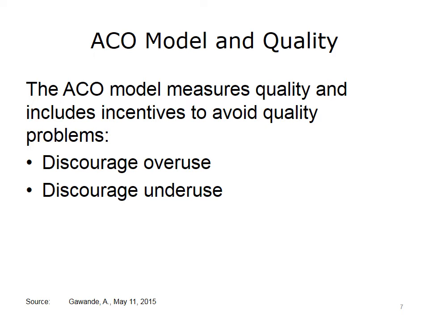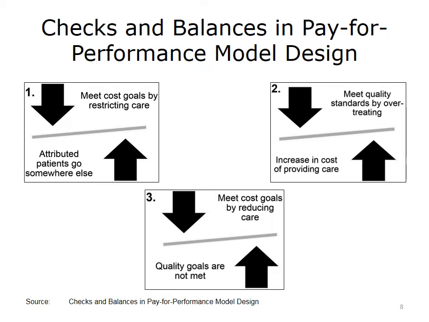Let's look at the checks and balances built into the ACO model. The figure shown here illustrates how the 3 competing elements of quality, cost, and healthcare experience provide these checks and balances. In the first check and balance image, image 1, ACOs could exert downward pressure by attempting to meet cost goals by restricting care to individuals. For example, a provider could give less care and not charge as much in order to achieve a lower cost of care. However, there is upward pressure also from patients, because if they are not happy with the amount or quality of care, they have the ability to go somewhere else.